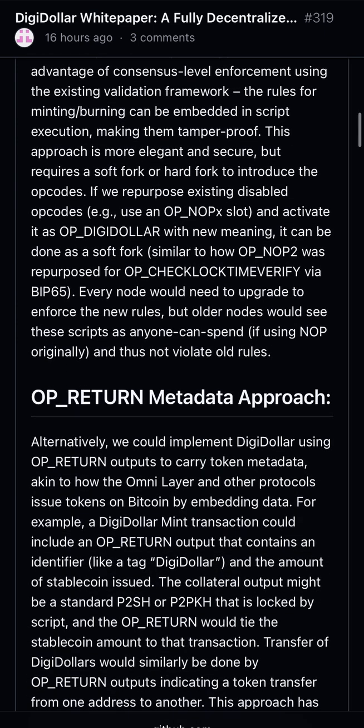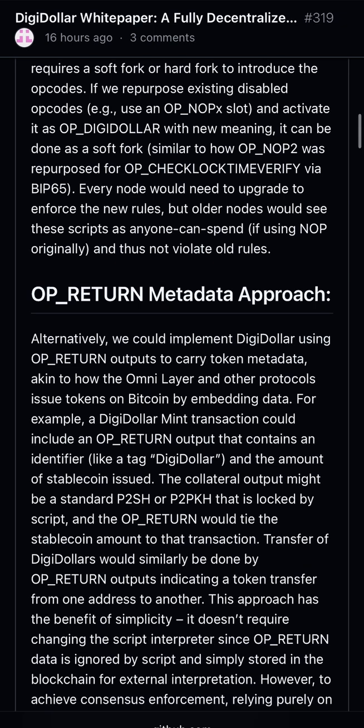If we repurpose existing disabled opcodes, e.g., use an OP_NOPX slot, and activate it as OP_DIGIDOLLAR with new meaning, it can be done as a soft fork, similar to how OP_NOP2 was repurposed for OP_CHECKLOCKTIMEVERIFY via BIP65. Every node would need to upgrade to enforce the new rules, but older nodes would see these scripts as anyone-can-spend, if using NOP originally, and thus not violate old rules.